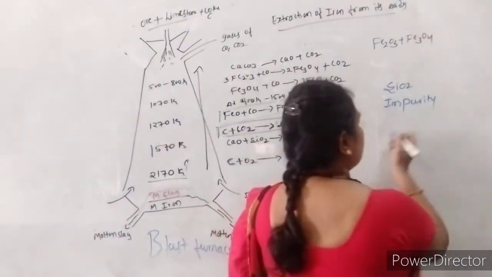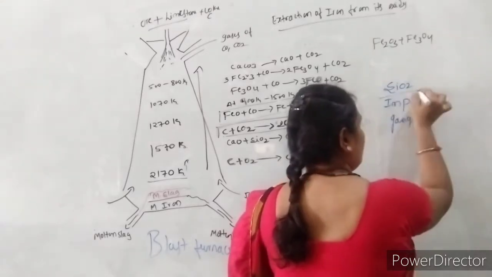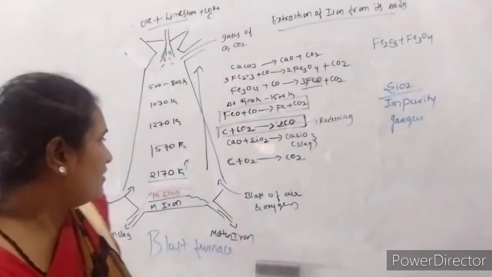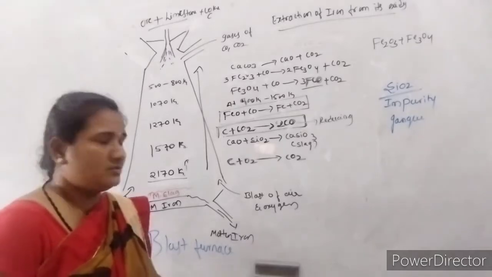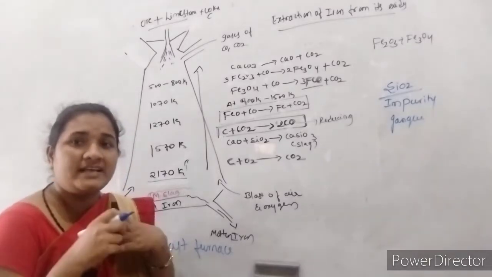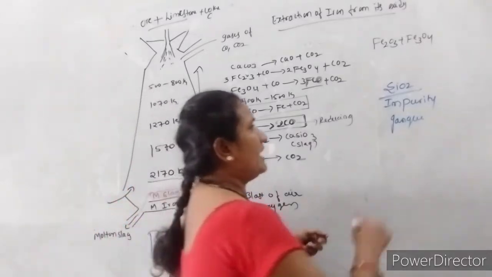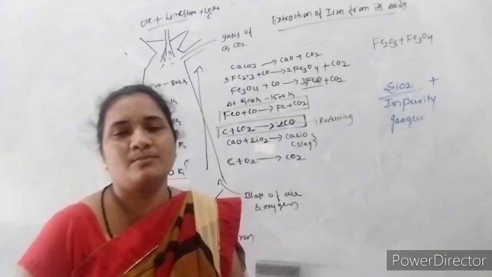So SiO2 is the impurity, or gangue. This SiO2 also has a high melting point, so it is not able to melt even at 2000 Kelvin of temperature. As a result, to decrease its melting point, we are going to add the flux material. In the last video, I also discussed the flux.